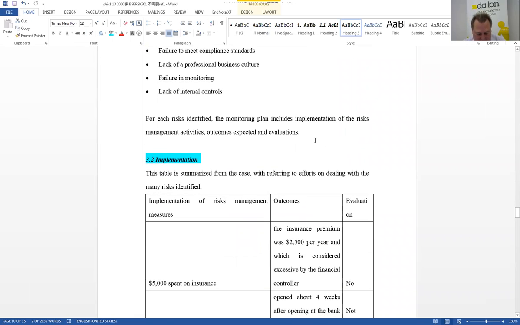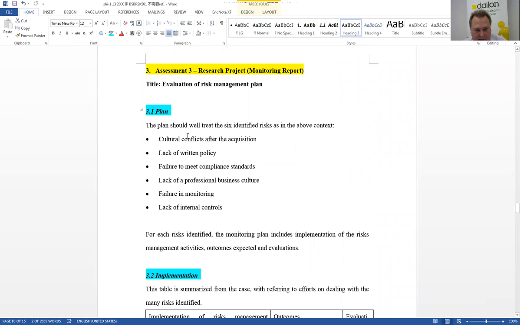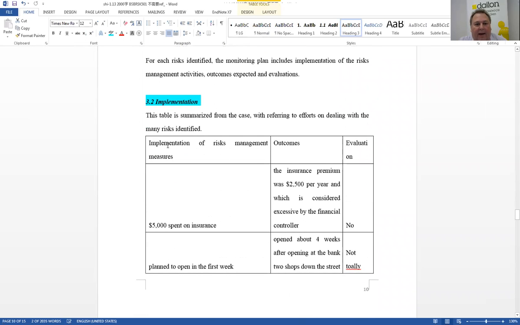So the next part was the implementation. So there's my plan, there's my implementation, and within this implementation I've listed a table summarized from the case, referring to efforts on dealing with the many risks identified. So here are my headings: implementation of risk management measures, the outcomes, and the evaluation of it.